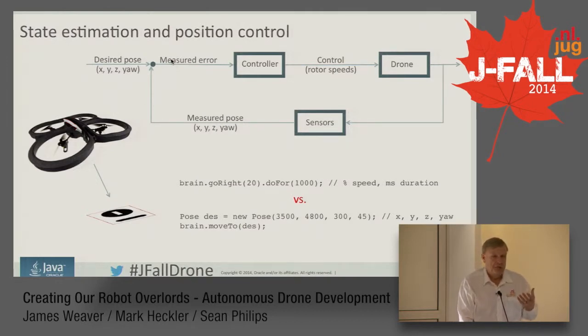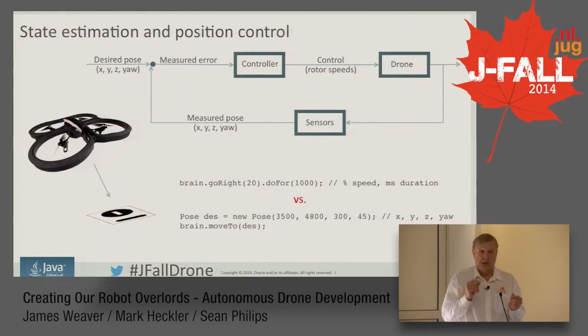So we take the measured error, because we know where it is, and then we take the difference of where it is and where we want it to be. That's the measured error. And then we feed that into a controller. There's several types of controllers you can implement. One of the most common is called a PID controller. So it takes the distance, the error, and the P stands for proportional. It does some type of proportional calculation, some proportional gain, to make up the difference between where it's at and where it needs to be.